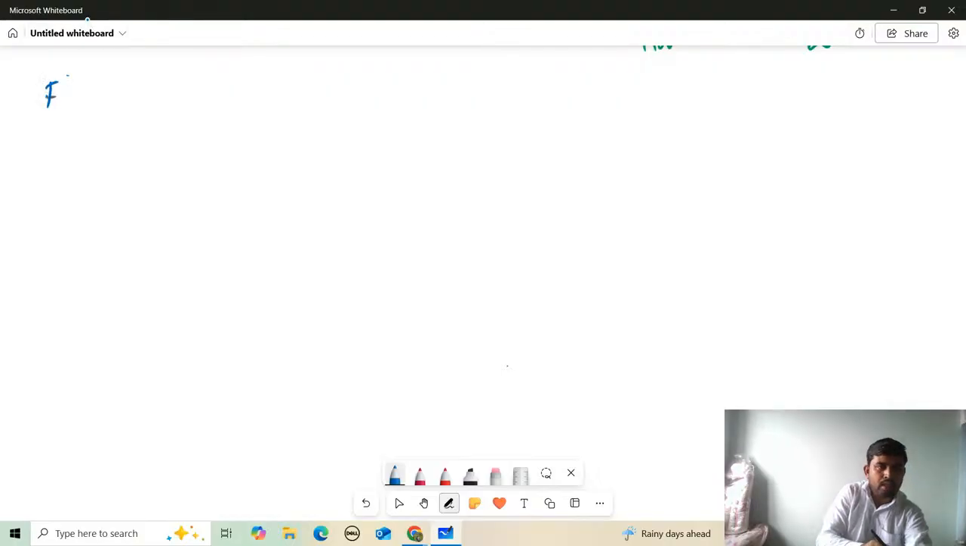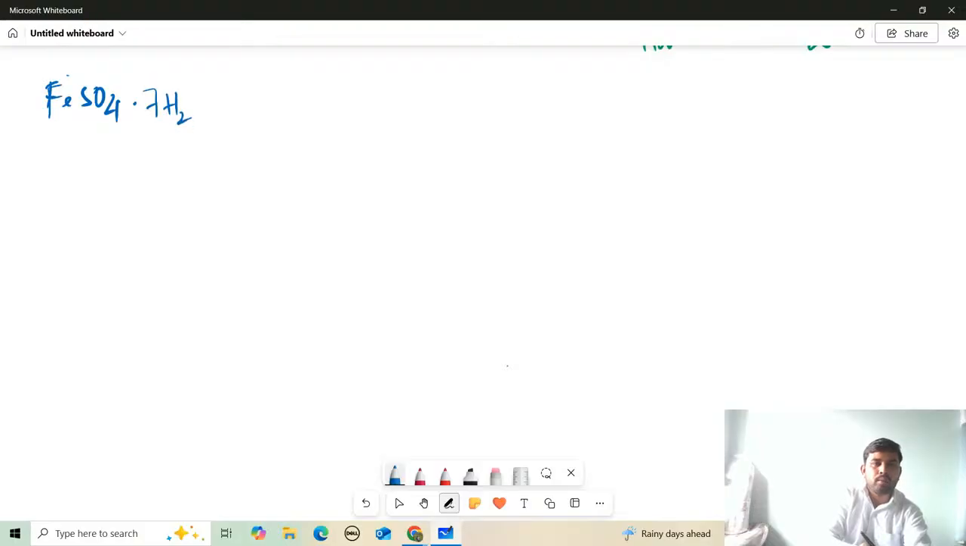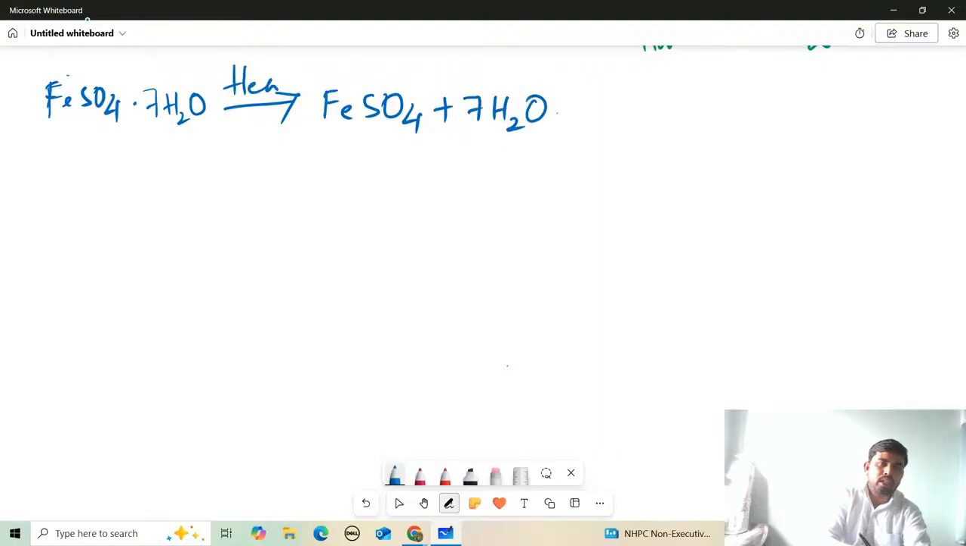So iron sulfate will first undergo decomposition. Remember, the first reaction: FeSO4 has seven water molecules with it. This is called the water of crystallization of iron sulfate. It forms FeSO4 plus 7H2O. Here also it is decomposition, and here also we need to supply heat energy.